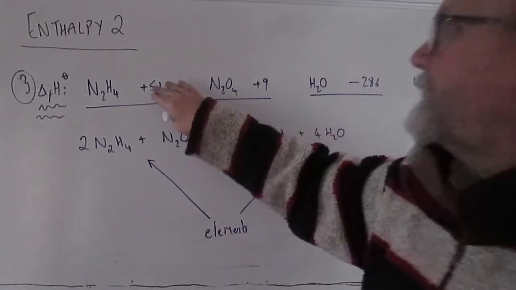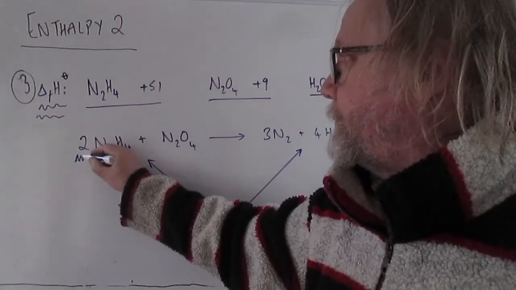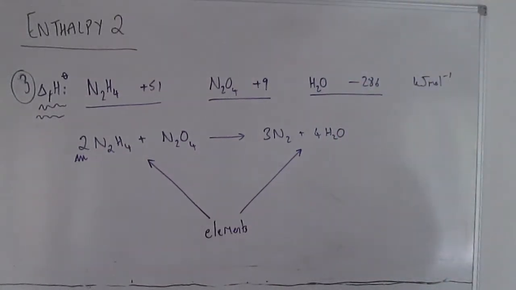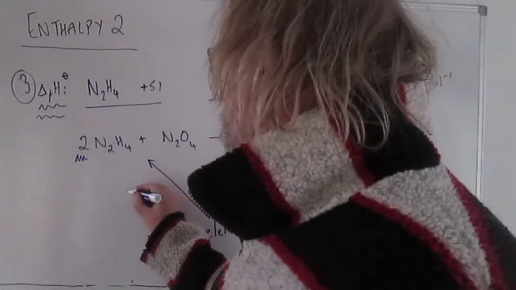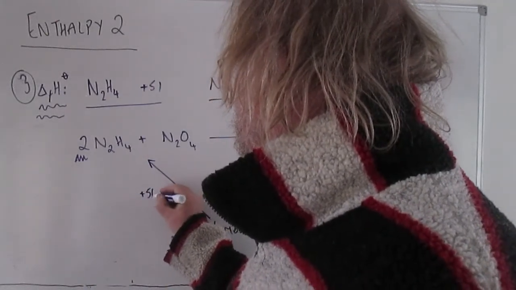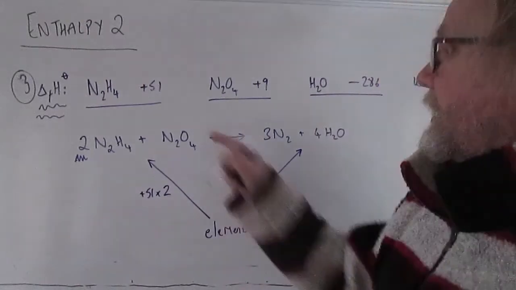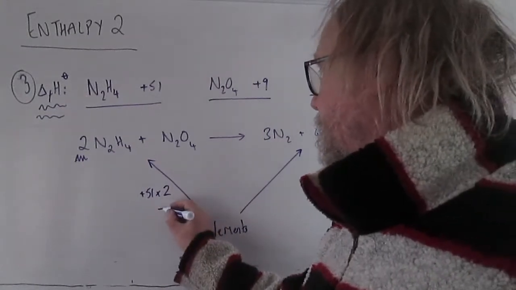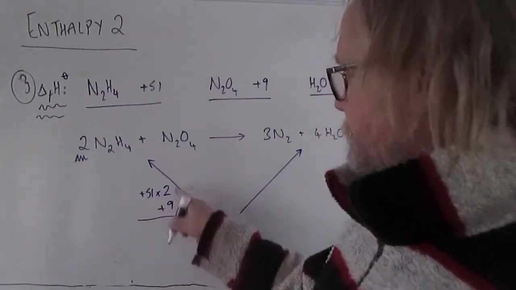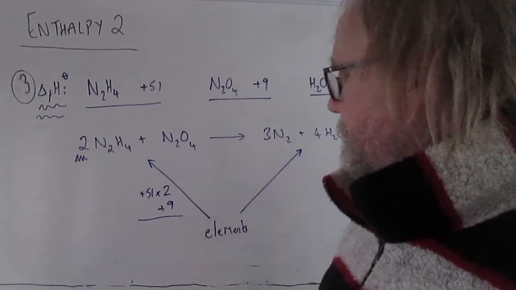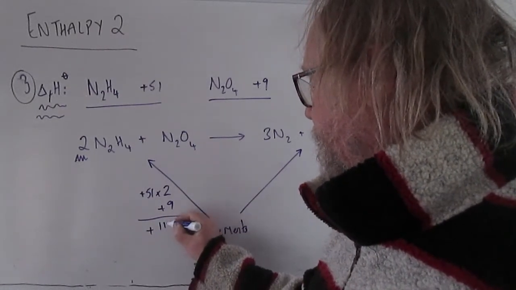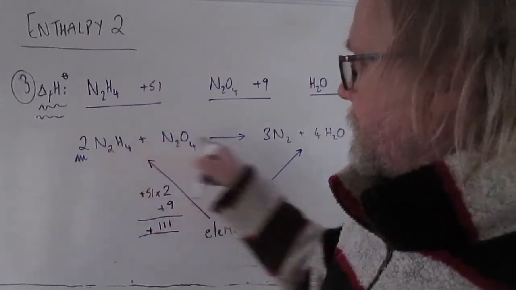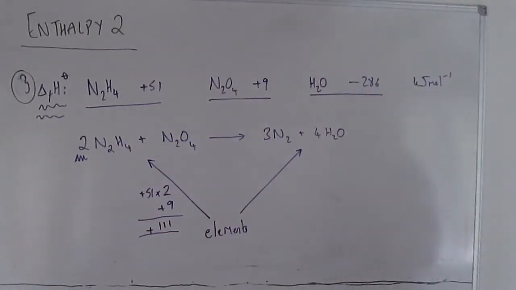So, it's plus 51 for each mole, but we're making 2 moles of N2H4. And that's very important, because that's got to be taken account of in our numbers. So we've got plus 51 times 2, and we're making a mole of N2O4, which is plus 9. Okay, so we've got 2 lots of 51 is 102, plus 9 is plus 111. Okay, so to make those compounds on the left hand side from the elements, is plus 111.